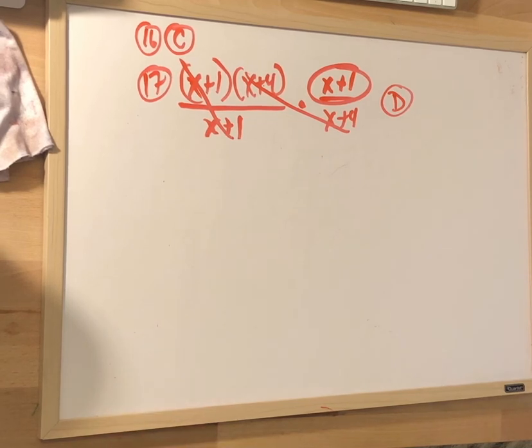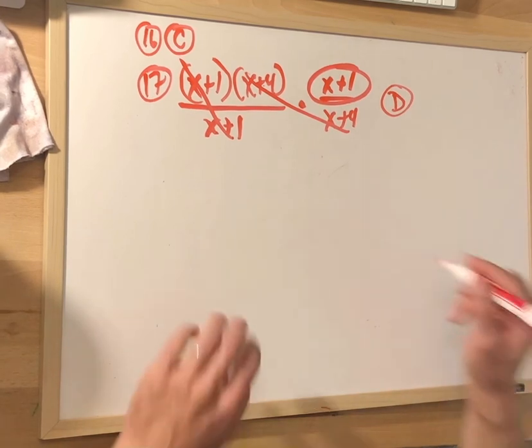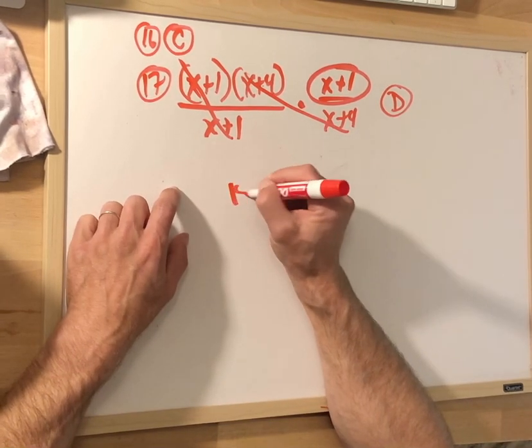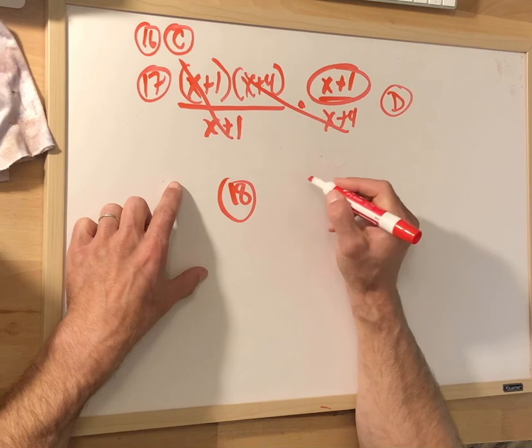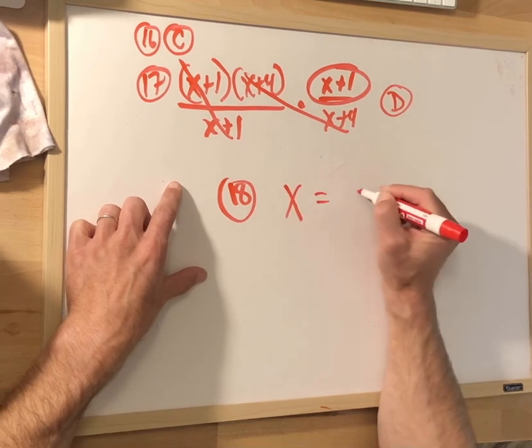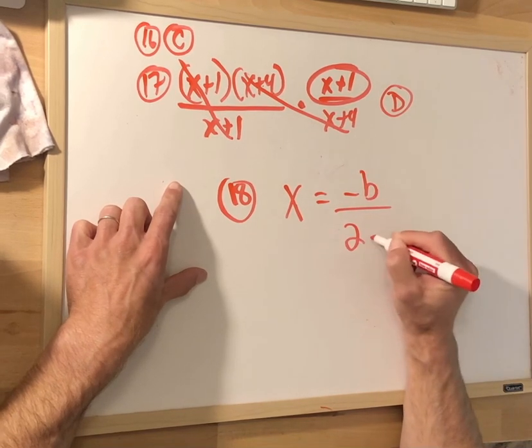All right. What is the x coordinate for the vertex? Now the x coordinate for number 18. To find your x coordinate for the vertex is equal to negative b over 2 times your a.